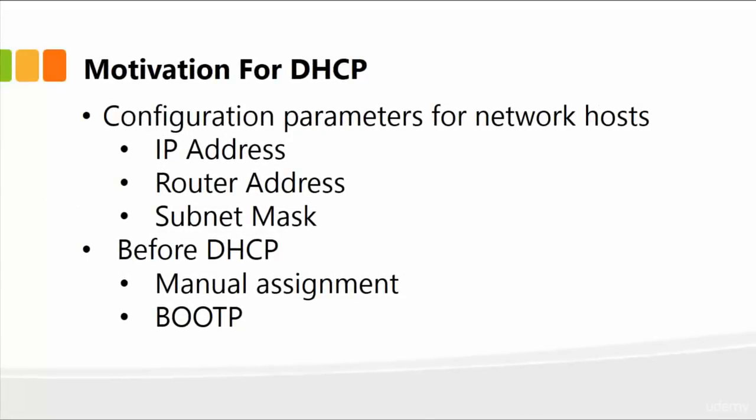The real motivation for using DHCP is to provide configuration parameters for network hosts: the IP addresses required, the router address, and the subnet mask. Before DHCP, there was manual assignment, like I mentioned earlier, or use of BOOTP. Either way, instead of assigning a static IP address and static subnet mask to each node, what if you have a network that once again has over 5,000 computers? It takes a long time to do this, right? So that's one of the motivations for using DHCP, to reduce the work.